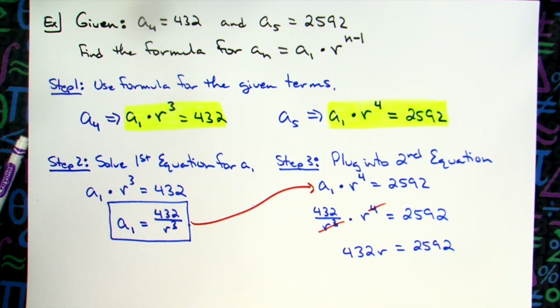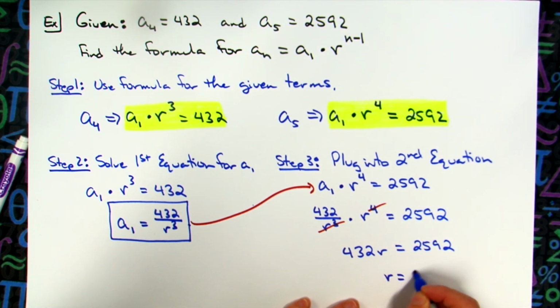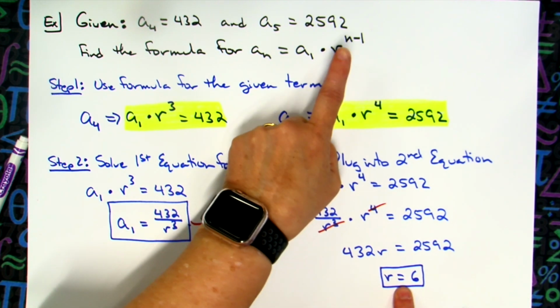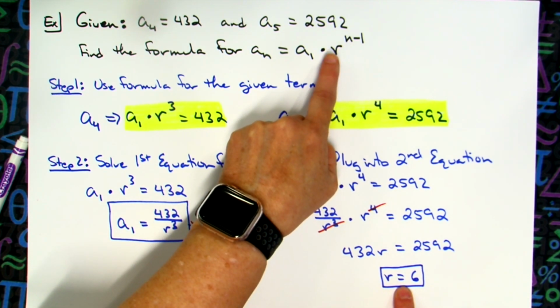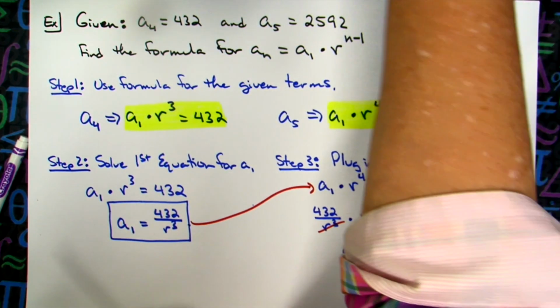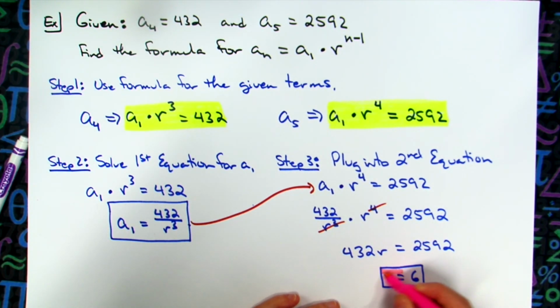This is where I'm going to grab my calculator. I'm going to go 2592 divided by 432, and then I'm going to get 6. R equals 6. So that's the first thing I'm going to need, because in this formula up here that I'm supposed to be writing a formula for, now I have r. I'm going to highlight that in pink, because this is now something I'm going to be able to use in my final answer.